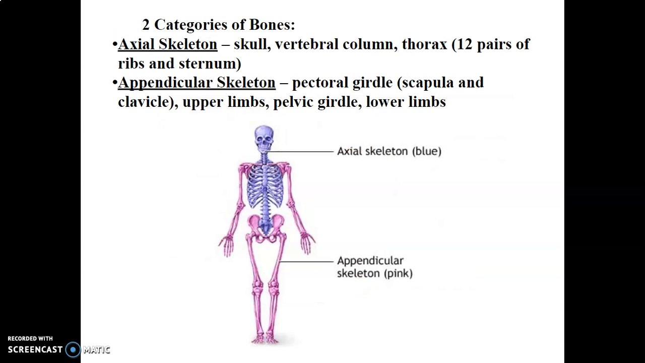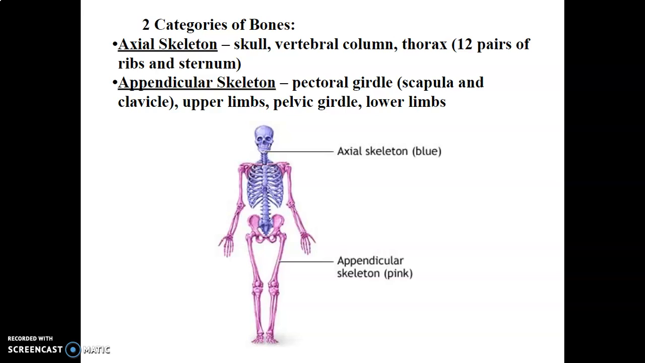There are two categories of bones. We're going to see that bones can be broken down in lots of different categories according to what they look like or where they're found. But one very broad breakdown is these two categories. One is our axial skeleton. This is the part represented in blue here. It makes up our skull, vertebral column, and our thorax, just the trunk of our body, if you will. And then you have the appendicular skeleton.